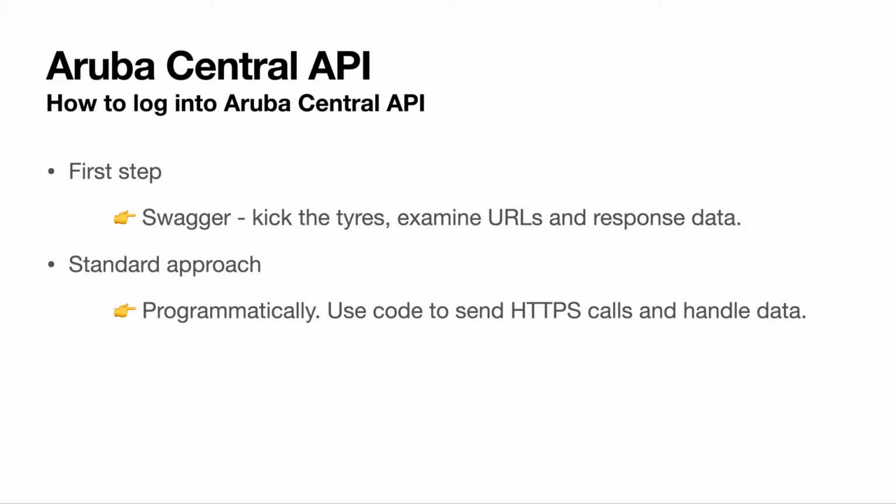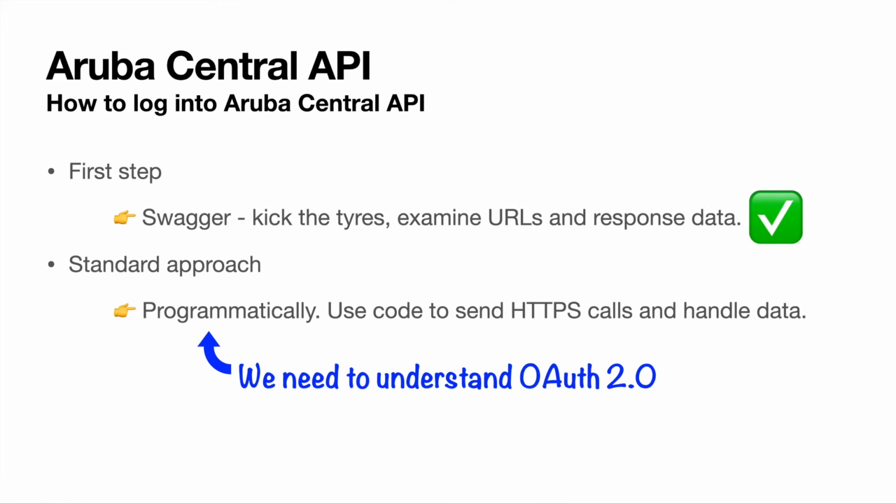Looking back at our steps, we've covered off Swagger. Fine, let's tick that off. Now, moving on to a much more standard approach for interacting with APIs, and that's programmatically. But to really understand this, we need to dive into OAuth 2.0. So let's do that now.